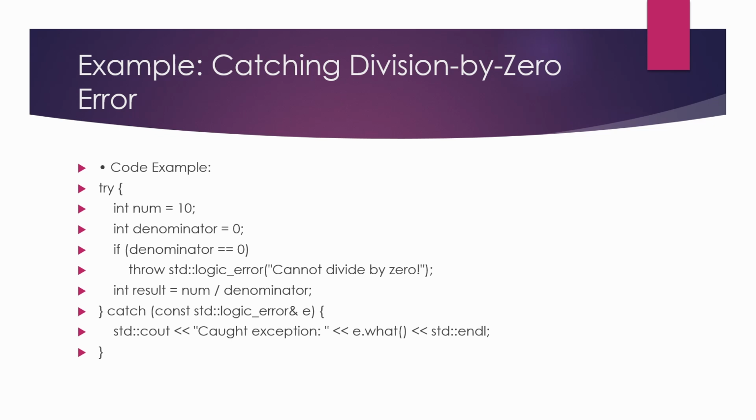Let's look at a practical example. Catching a division by zero error. In the code, if the denominator is 0, we throw a std::logic_error. This error is then caught by the catch block, which prints the error message. This is a simple way to handle one of the most common runtime errors.